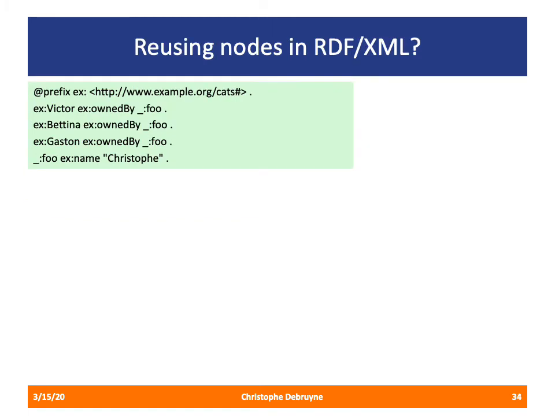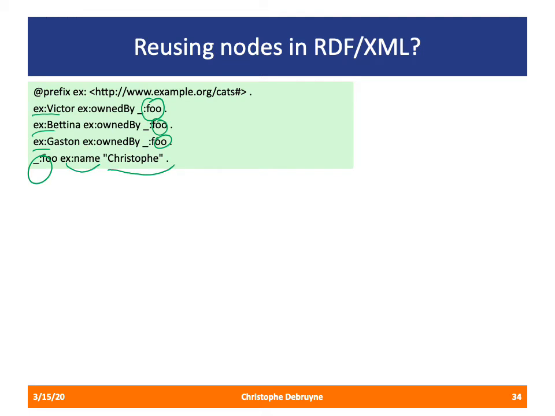Now, you might wonder, is it really necessary to create and manage your own blank node identifiers? And the answer is yes, because it may happen that your blank nodes appear as subjects and objects in your RDF document. So in this particular example, I have created descriptions of my three cats, Victor, Bettina, and Gaston, and they're all owned by something, and that something is being described as having the name Christophe.